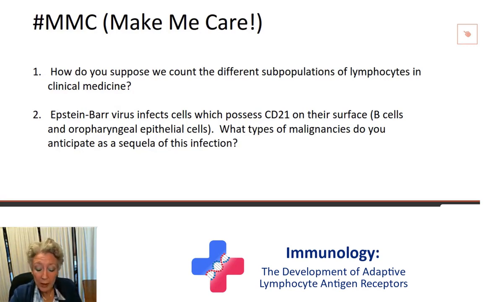So first of all, out of the molecules that we've talked about so far, the B cell receptor, the T cell receptor, and signal transduction molecules, which do you suppose would be the molecule that would be best in clinical medicine to count populations of B cells or T cells? So pause and think for a moment. I'm going to go ahead now as soon as you unpause it and explain.